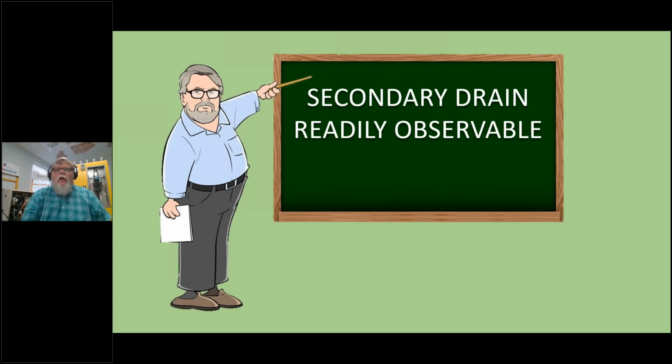All right, secondary drain, readily observable. Somebody mentioned that earlier. We just need to know when there's a problem. We've got to know when there's a problem. If you don't know, you don't fix things, and then you end up with more problems.